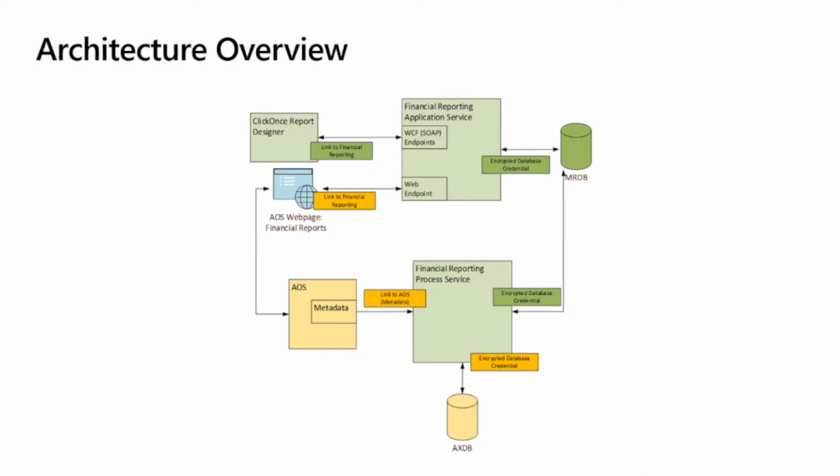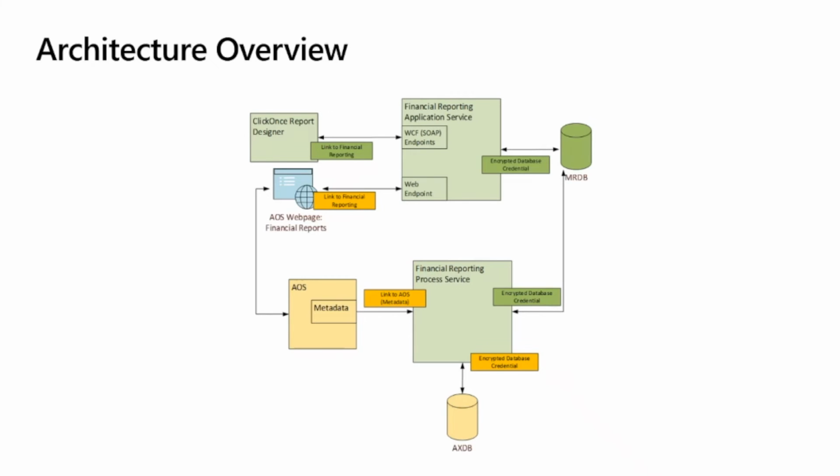Thanks, Jinnie. So I'm going to take a few minutes to discuss the Data Mart and how it's used for reporting. First, let's start with a little bit of detail on how the back end of financial reporting looks. You can see a little bit of an architectural overview here. There are two main services for financial reporting. We have the application service and the process service towards the right of the diagram.